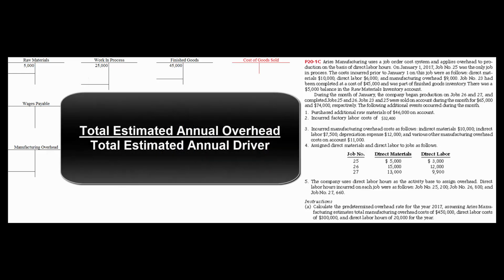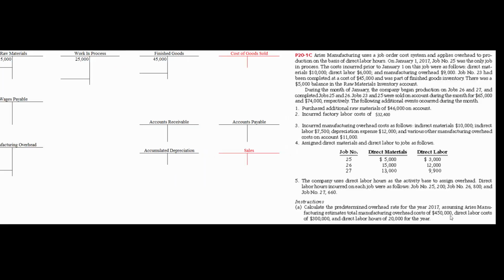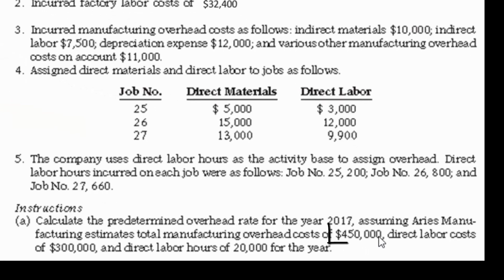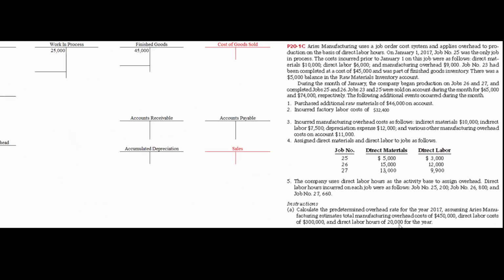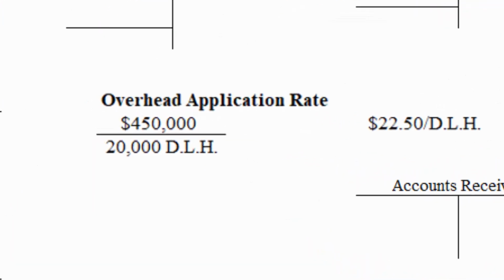Before the year even starts, we all get together to come up with our rule. And the facts here are that our total overhead for the year is expected to be $450,000. The problem also tells us direct labor costs, but we don't care about that. Textbooks always do that. They give you extra information you don't need to calculate the manufacturing overhead application rate. It tells us the direct hours are 20,000. So we'll take the total manufacturing overhead divided by the driver and come up with an overhead application rate of $22.50 per direct labor hour.